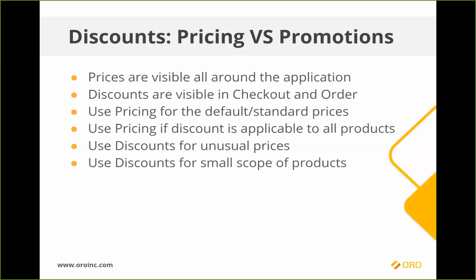So talking about discounts using the pricing, it's better to use pricing for default or standard prices. So let's say you have wholesale customers and you always give them 10% discount. In this case, you may apply them using the price list. But let's say even for the wholesale customer, you're applying a special discount for 5 bestseller products. In this case, you can use the discounts to apply such an unusual pricing on the top of the pricing engine. And that's basically the rule.